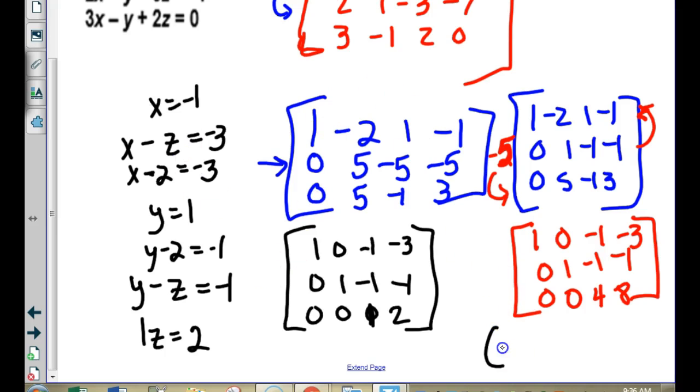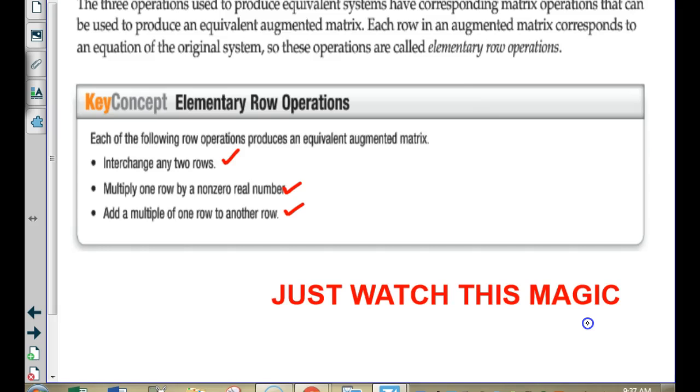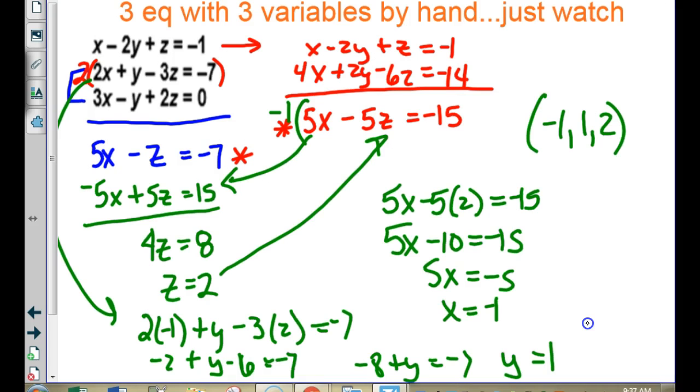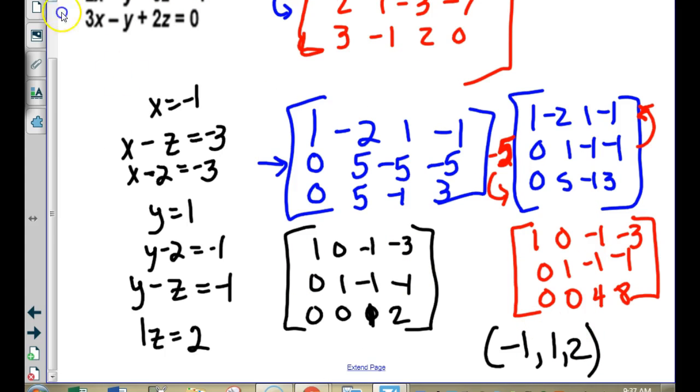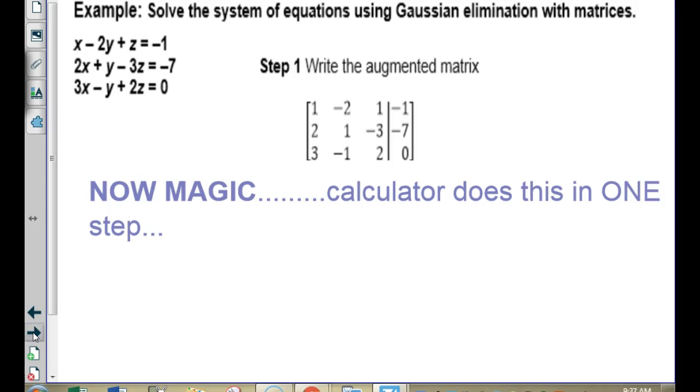So without the variables, I got negative 1, 1, and 2. Is that the same thing I had a minute ago? I sure hope so. Negative 1, 1, and 2. Did I get negative 1, 1, and 2? Oh, phew. Okay. If I can do that 3 times today without screwing it up. All right. The calculator will do this for you.